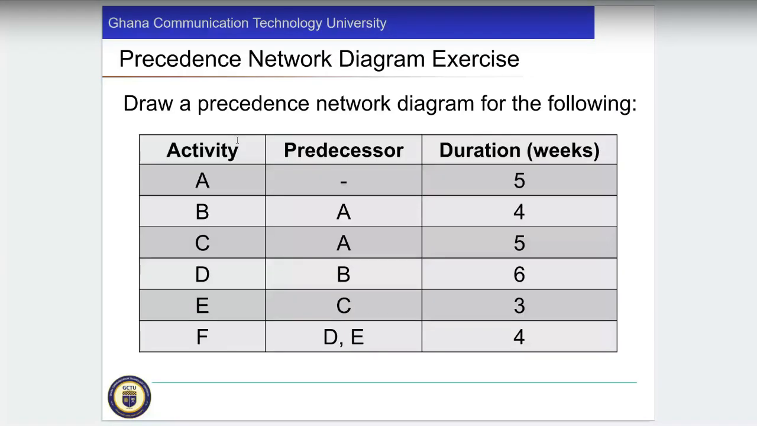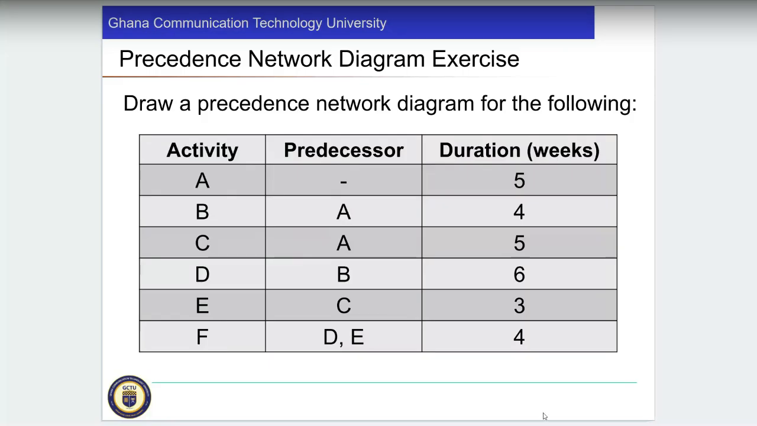It says we should draw a precedence network diagram for the following. Let's have a look. A has no predecessor. A precedes B, A precedes C, B precedes D, C precedes E, and D and E precede F. I know you can do this.